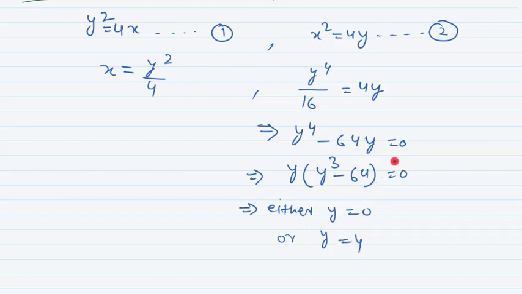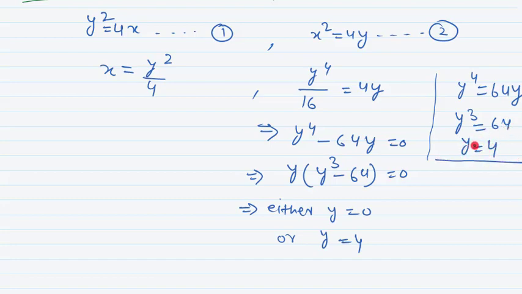I want to mention one thing here: some students lose one of the solutions of this equation. How? They usually write y power 4 is equal to 64y, then they cancel out one y from both sides and get y cube is equal to 64, and they write y is equal to 4. You should not make such mistakes, because in this way you are getting only one value of y, and the other value you are cancelling out.